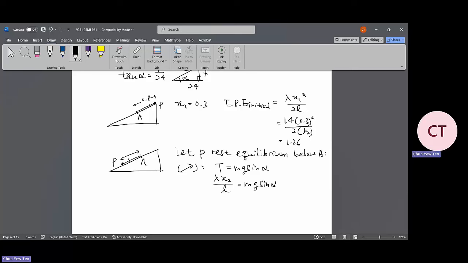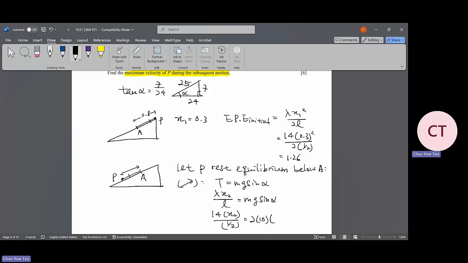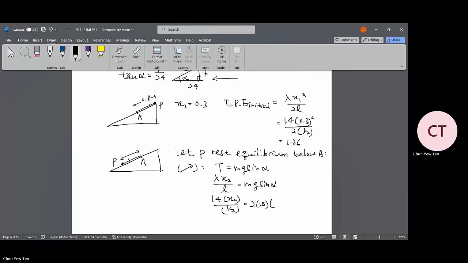What is your lambda? Lambda is 14. What is your x2? You do not know. What is your L? L is a half. What is the m? The mass is 2 kg. The g is 10. Sine alpha, you refer from here. Sine alpha is 7 over 25. So with this, press a calculator, and you can see that your x2 is equal to 1 over 5.